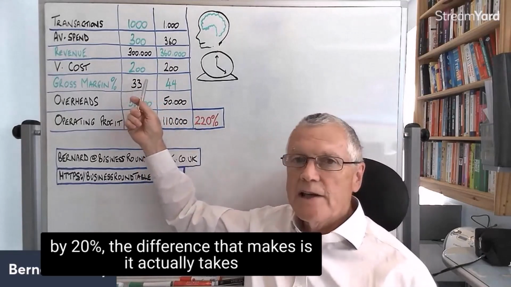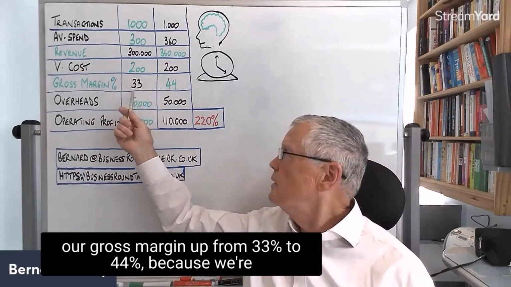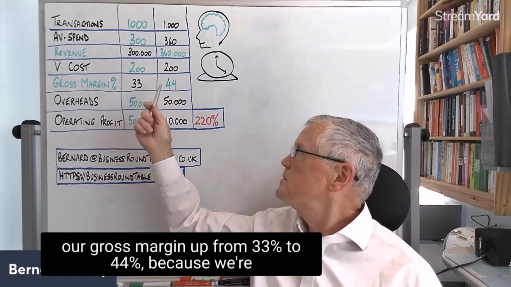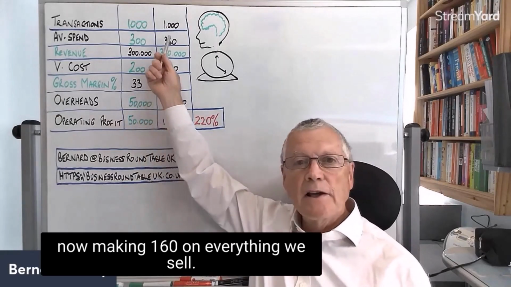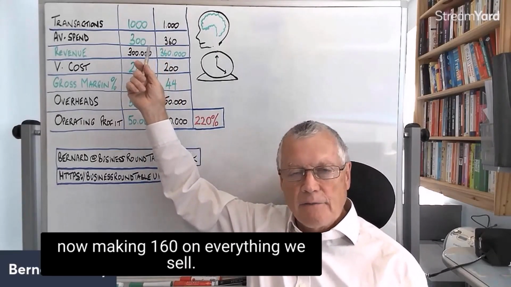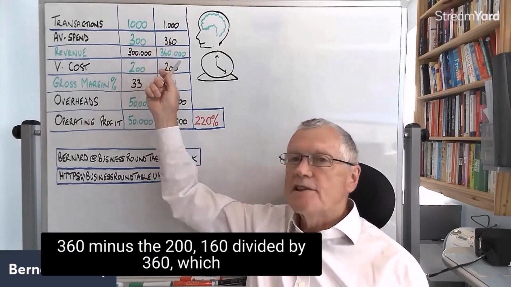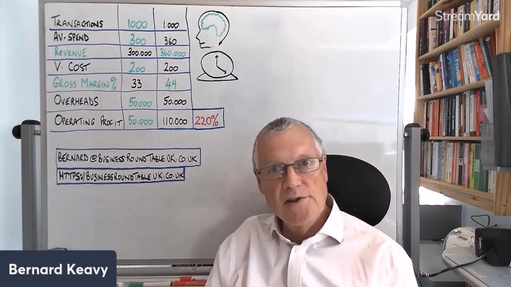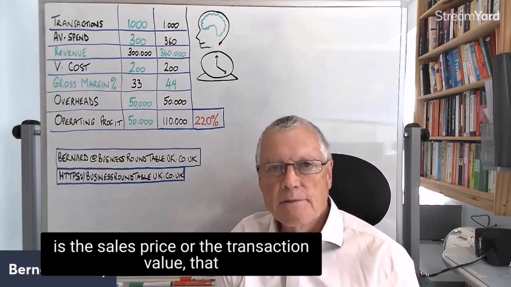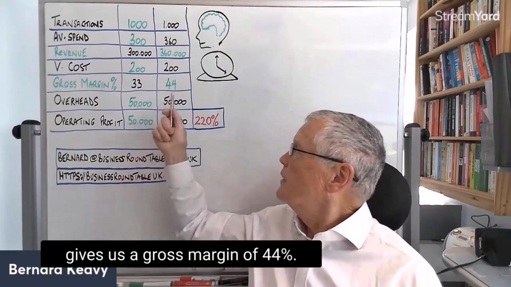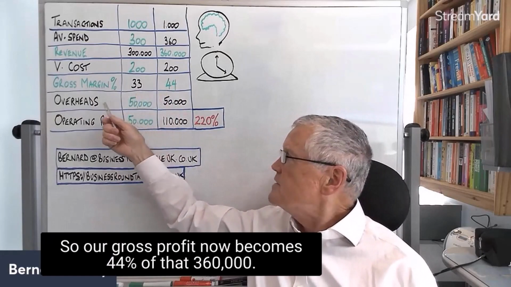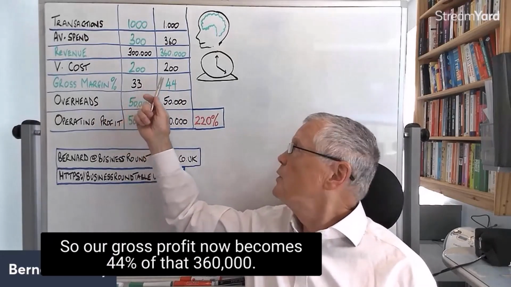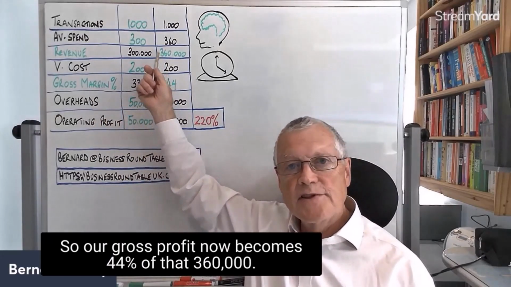The difference that makes is it actually takes our gross margin up from 33% to 44%, because we're now making 160 on everything we sell. 360 minus the 200, 160, divided by 360, which is the sales price or the transaction value, that gives us a gross margin of 44%. So our gross profit now becomes 44% of that 360,000.